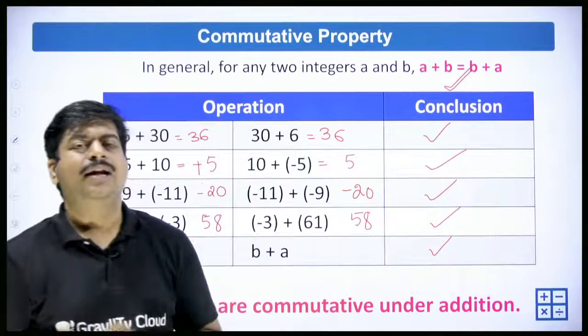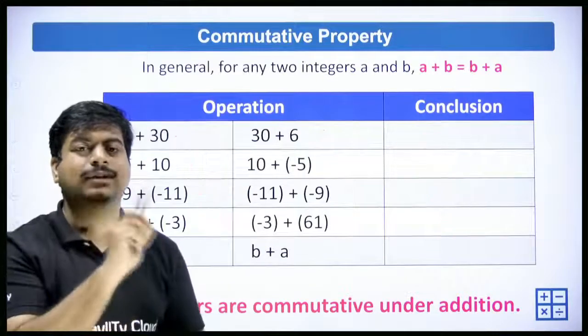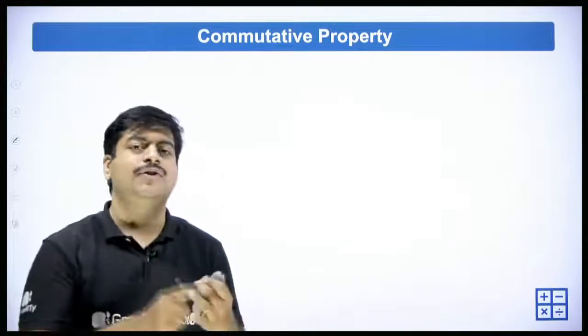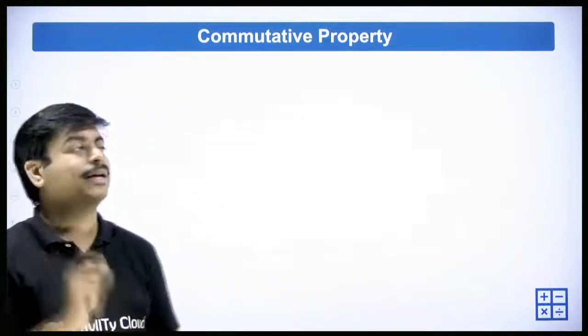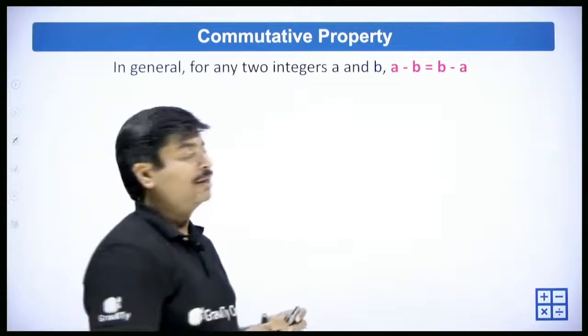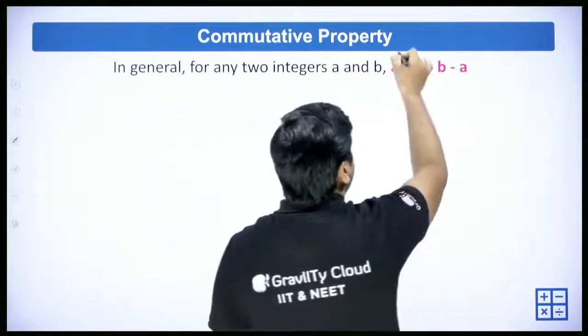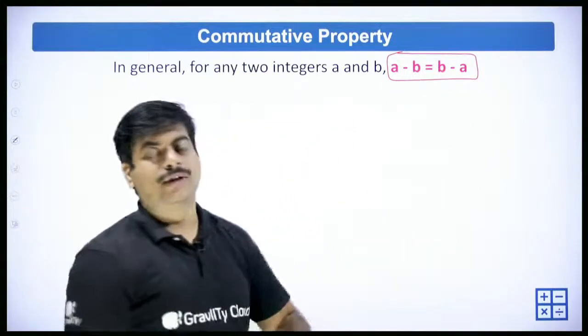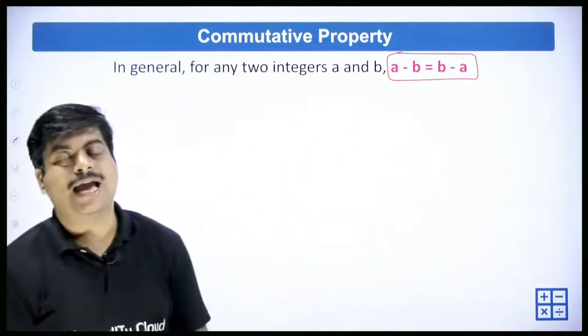In the same way, let us discuss the same property with subtraction. And again, I'm saying subtraction and division are very, very important. They always confuse and will give you wrong answers. So a minus b and b minus a, are these two equal or not? We need to verify that.